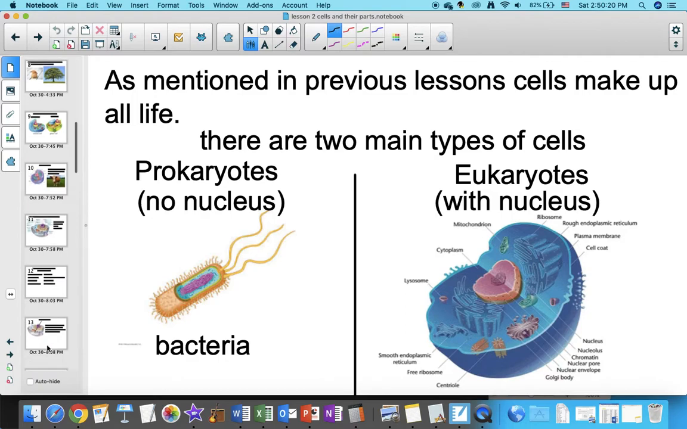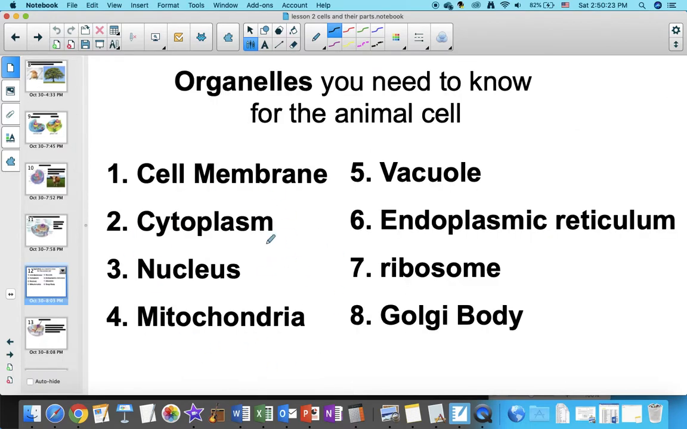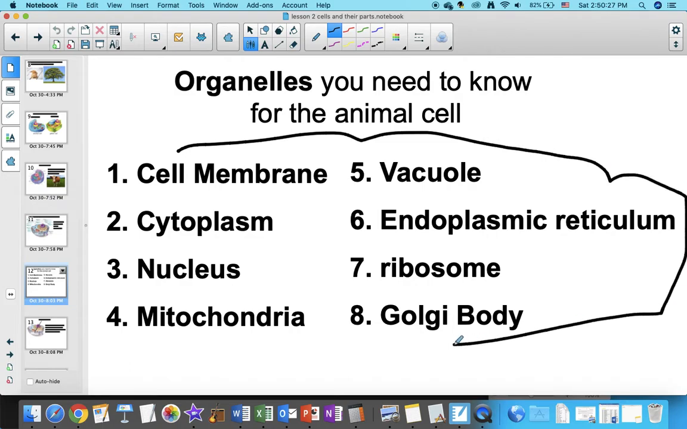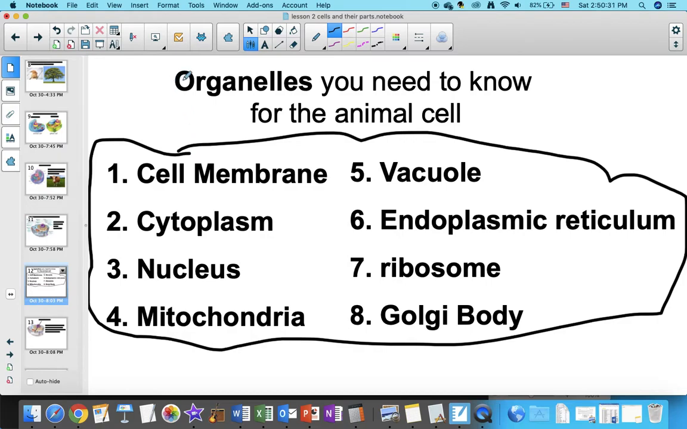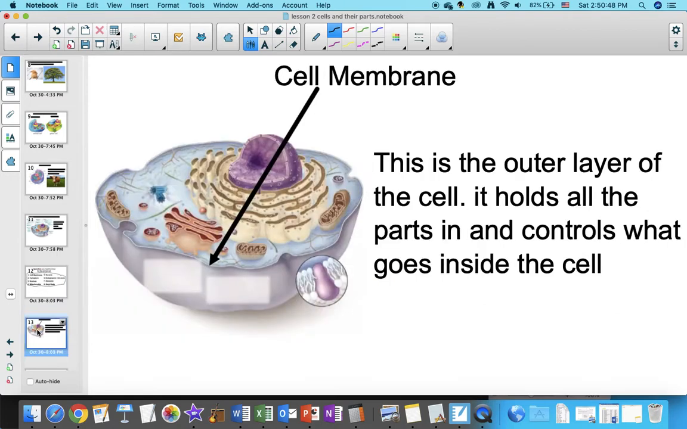And we also talked about the different organelles we find in our cells, the different parts that we find in our cells. So we know that the parts or the organs of cells are called organelles, and these 8 exist in all animal cells. So you have the cell membrane, the cytoplasm, the nucleus, the mitochondria, the vacuole, the endoplasmic reticulum, the ribosome, and the Golgi body.